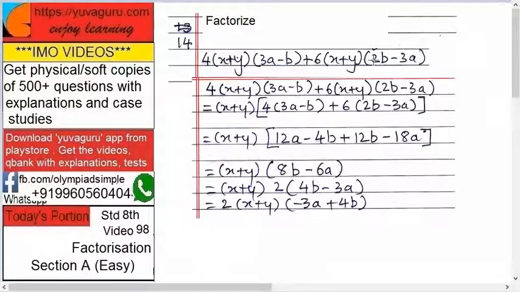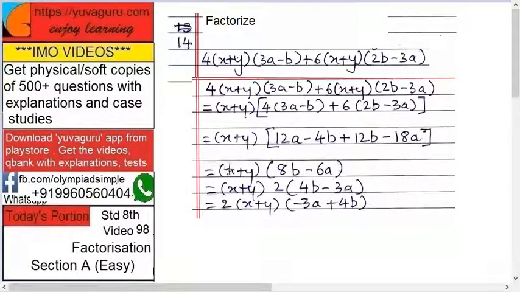So what all can be taken as common from here? Firstly, write the expression as it is. Okay. Then x plus y can be taken as common. Then what remains? 4 into (3a minus b) plus 6 into (2b minus 3a). Right? Solve this. So it becomes 12a minus 4b plus 12b minus 18a.